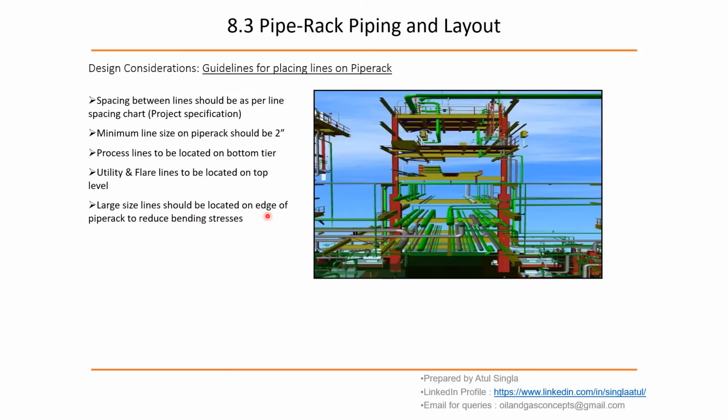Large line size should be located on the edge of the pipe rack to reduce bending stress. If a large line is located in this part, this will be a more stable design. If we place all the large lines in between, this will be a very bad design. Civil will design for that also, but that will not be a good design.